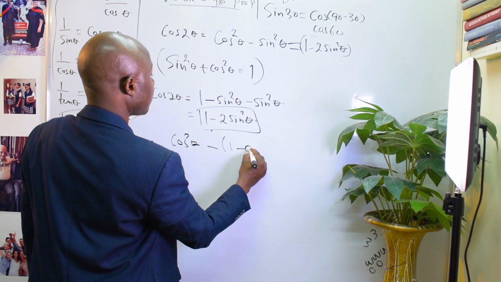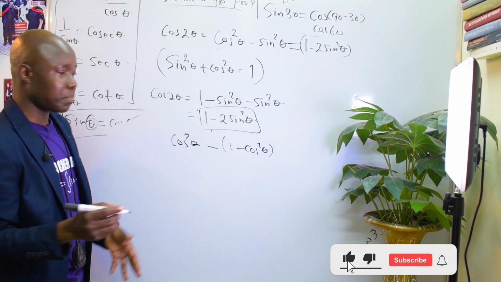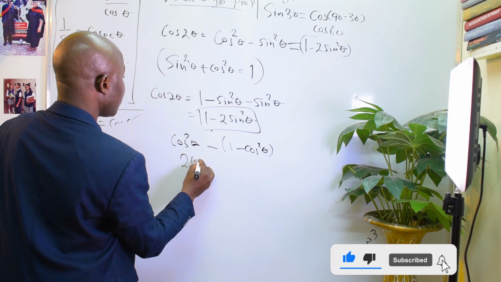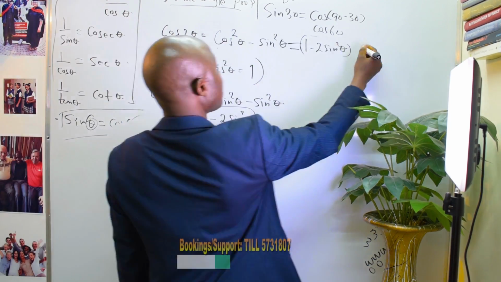So we say 1 minus cos squared theta. Then you learned in your elementary school that minus minus is plus. So we get 2 cos squared theta minus 1. So this is also the same as this.